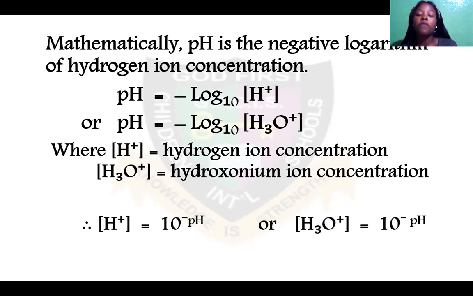So now, if we make hydrogen ion or hydronium ion concentration the subject of formula, we have 10 raised to power minus the pH. So hope we get that. That will give you 10 raised to power minus the pH.